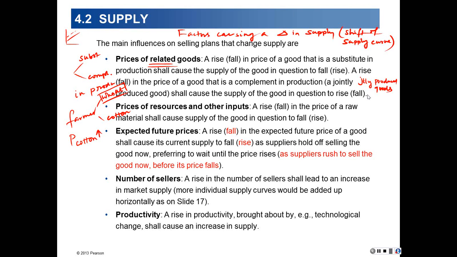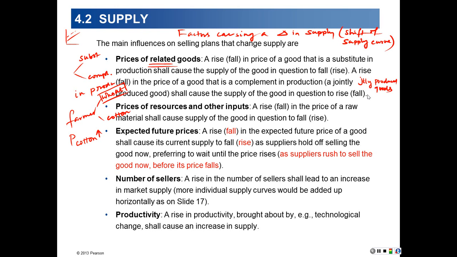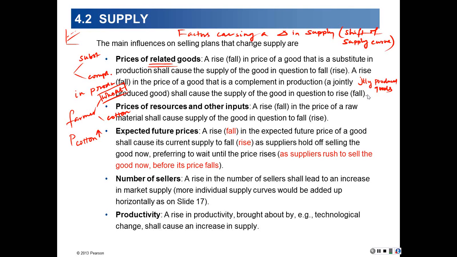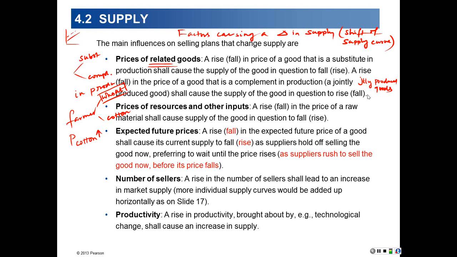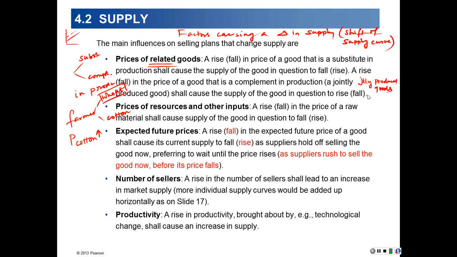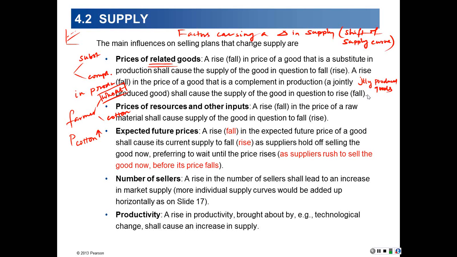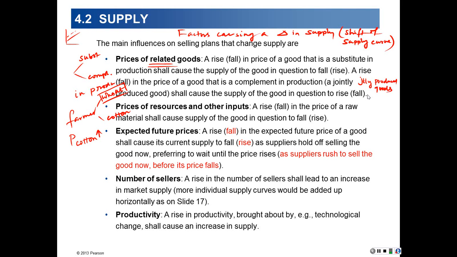Would you say that beef and leather are jointly produced goods? Correct? Can you think of another example? I'll give you a historical example. You see, just the other day we were talking about how sugar was very expensive a few hundred years ago. Correct? Until the British came to the Caribbean and began to grow sugarcane there using slave labor.